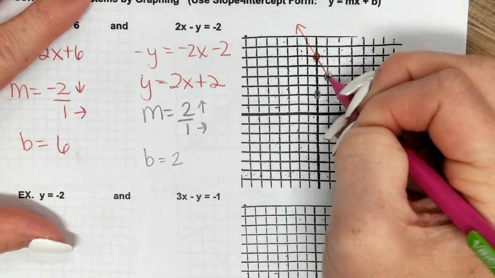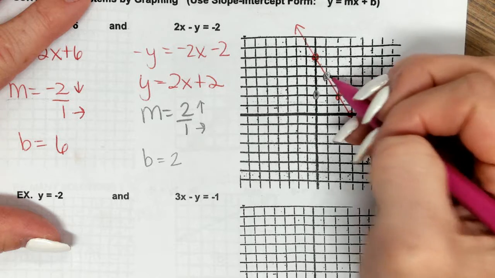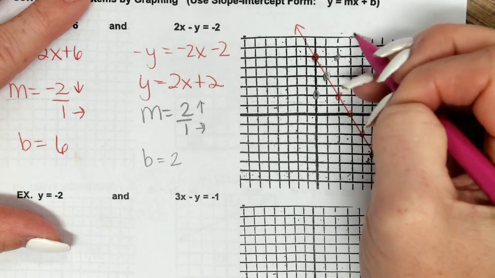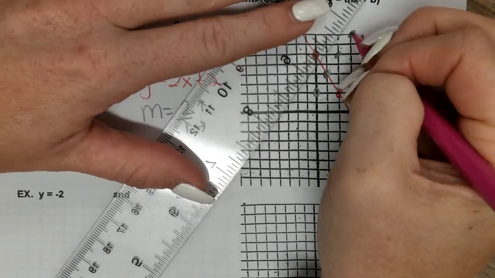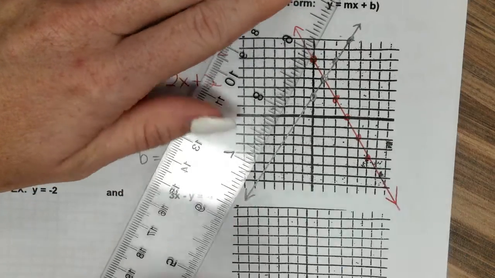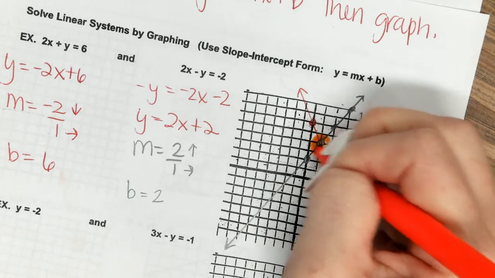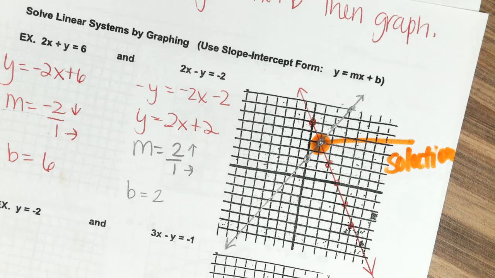What did you notice right there? That's the answer. That's the solution. That's where they intersect. So up 2, right 1, up 2, right 1. I'm going to put my line through it. But that is the answer right here. That is your solution. So all you have to do is figure out what that point is.